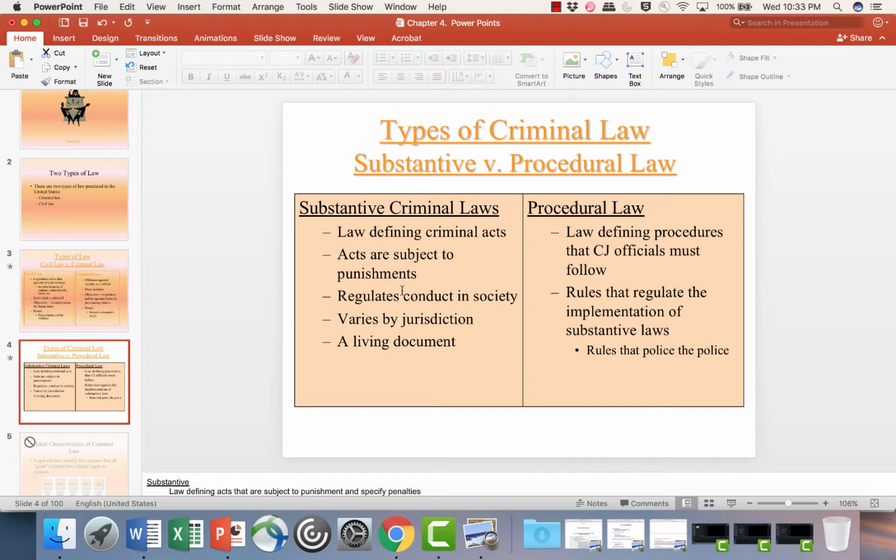Whereas procedural law is laws that are defining procedures that CJ officials, those are police, courts, prosecutors, defense, as well as the corrections, those individuals in the criminal justice system, those are the laws that they have to follow, and then rules that regulate the implementation of substantive laws.